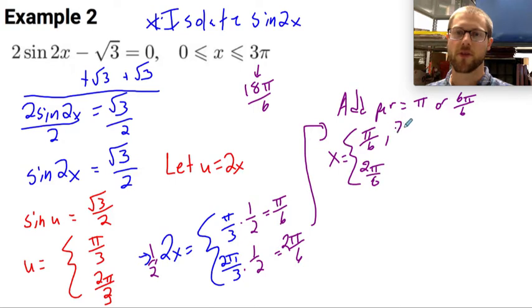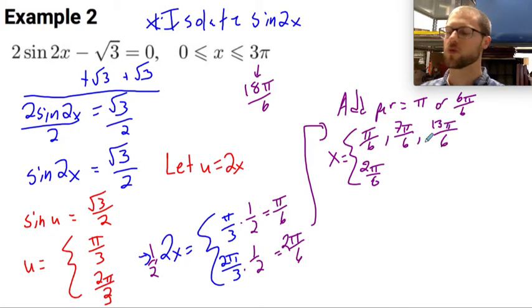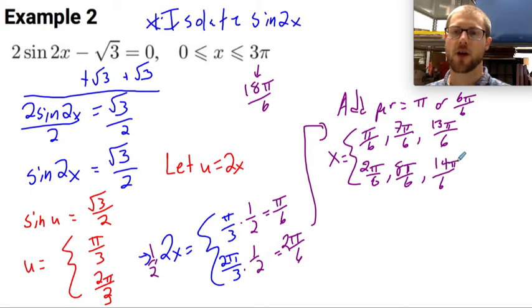So this is going to be 7 pi over 6. Another 6 pi over 6 will be 13 pi over 6. Another 6 pi over 6 would be 19 pi over 6. That's too high, so I'm going to stop there. Then over here I've got to add 6 pi over 6. So that's going to be 8 pi over 6. Another one will be 14 pi over 6. Another one would be 20 pi over 6. That's too high, so I'm stopping there.